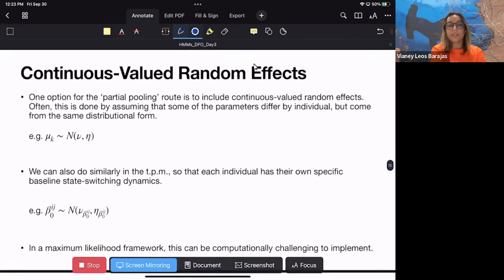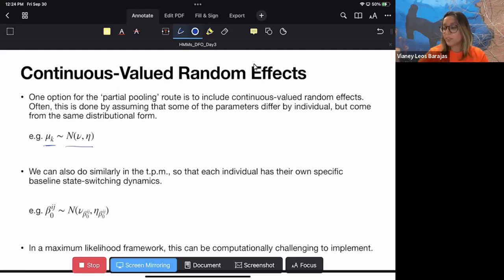So the first approach can be to incorporate continuous valued random effects in terms of partial pooling. So often this is done by assuming that some of the parameters differ by individual, but although they differ, they come from the same distributional form. So for example, you can have that the means are individual, each individual has different means, but that they come from a normal distribution with some population mean and some population standard deviation.